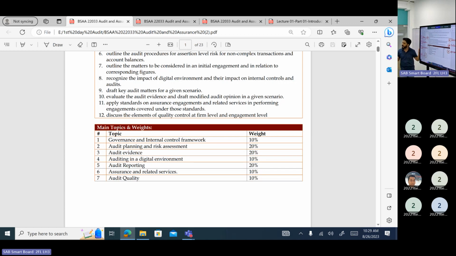CFO, finance manager. Is that the way? That should be operated throughout the period. So that is a proper control environment. So you can see three stages. These are really important facts, right? Three stages of a control. So this should be included in the first topic, governance and internal control framework. Those things will be discussed in the first topic.